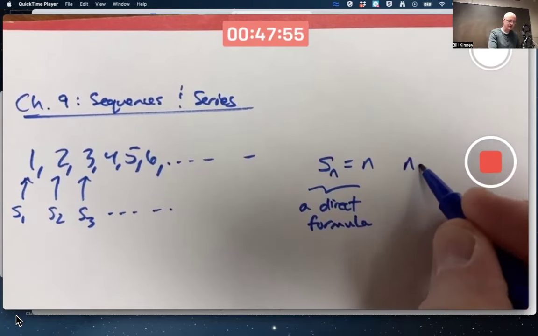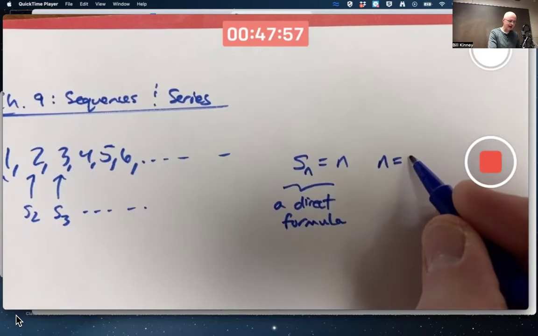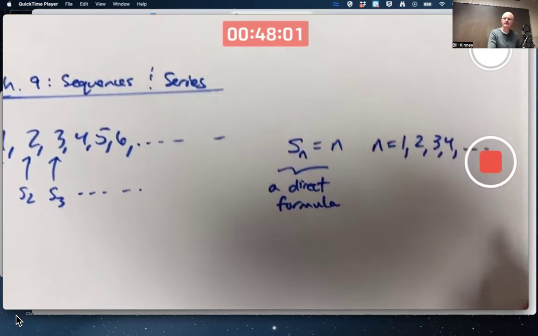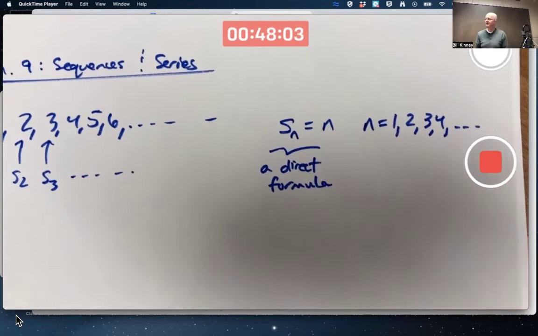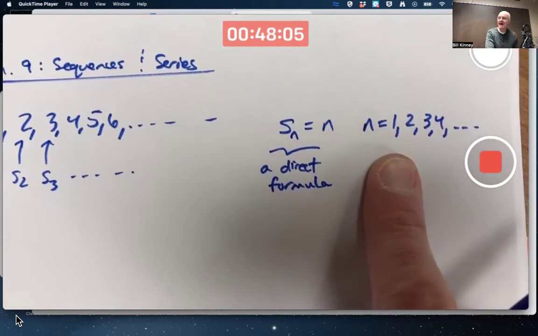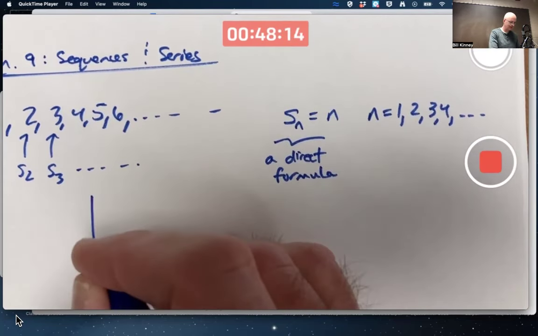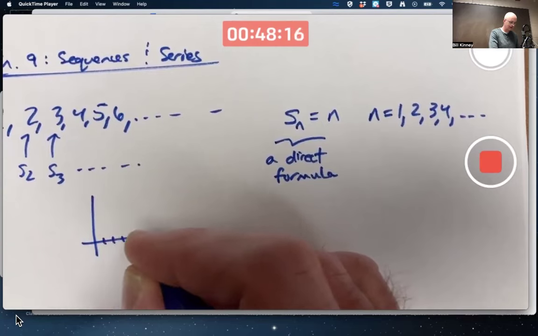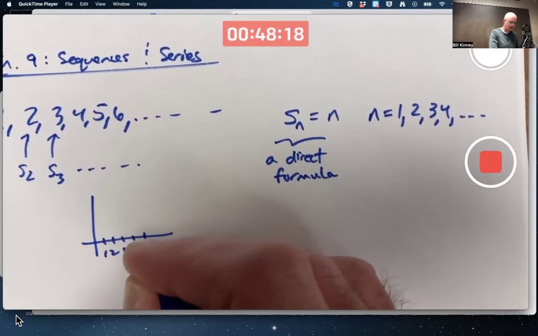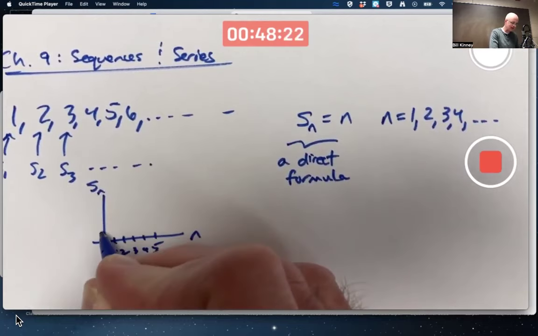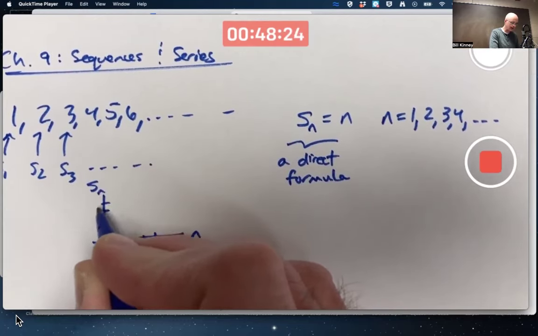It's assumed that n is a positive integer here. N is 1, 2, 3, 4, etc. It is good to specify the domain here. And in fact, it's not a bad idea to call that a domain. This is really a function. I could even graph it. For different values of n, I could graph S sub n. 1, 2, 3, 4, 5.